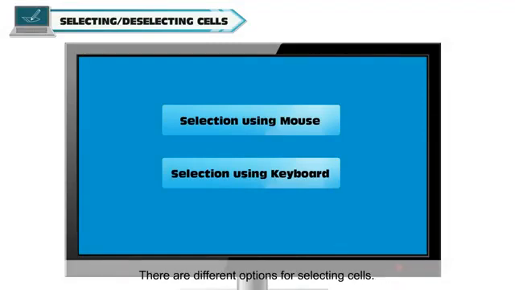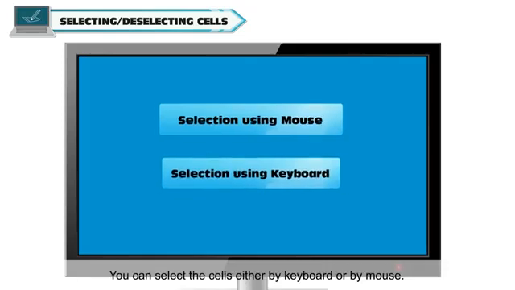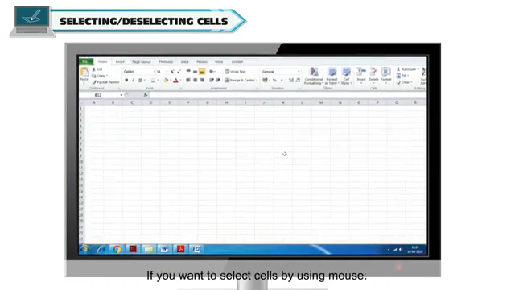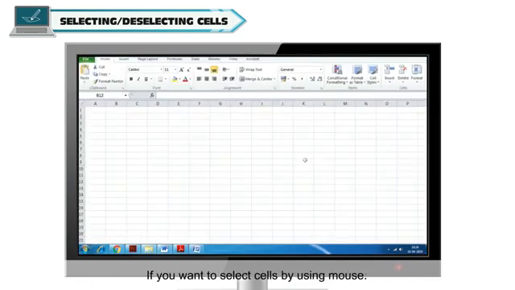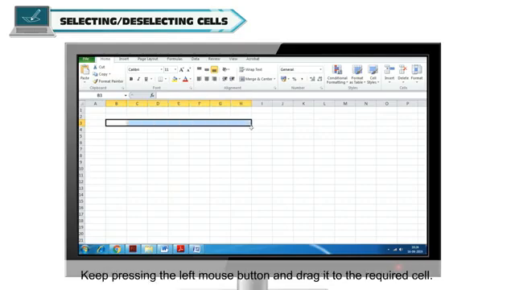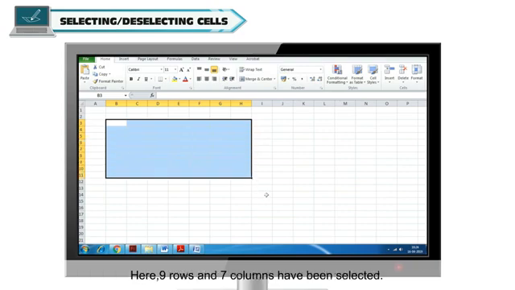There are different options for selecting cells. You can select the cells either by keyboard or by mouse. Selection of cells by mouse. If you want to select cells by using mouse, click the mouse in the first cell of the range to be selected. Keep pressing the left mouse button and drag it to the required cell. Here, 9 rows and 7 columns have been selected.